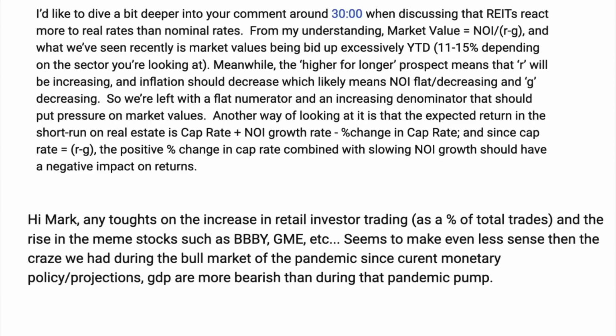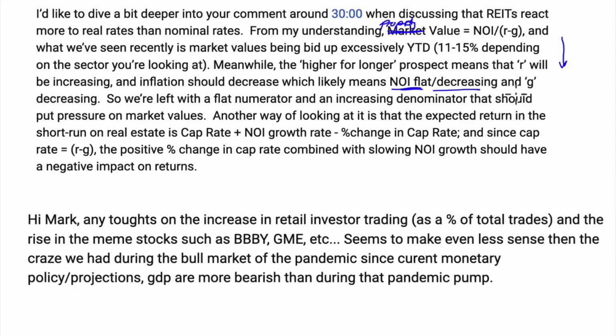I'd like to dive a bit deeper into your comment when discussing that REITs react more to real rates than nominal rates. From my understanding, market value equals NOI over R minus G. Property value equals NOI over R minus G, and what we've seen is market values being bid excessively year to date. That's because real rates have been dropping. Meanwhile, the higher for longer prospect means that R will be increasing, or at least not decreasing, and inflation should decrease, which likely means that NOI is flat or decreasing. I don't know why you think NOI will be flat or decreasing.